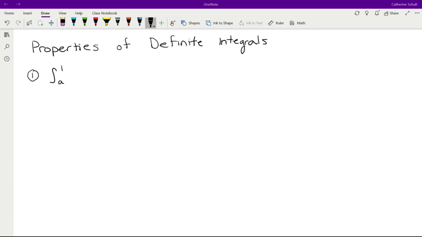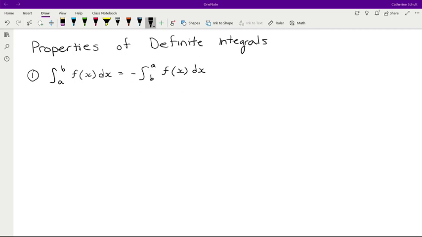The first one is we have this integral, and if we switch the limits of integration, so instead of going from a to b, we go from b to a of the same function, we're allowed to do this as long as we make the integral negative.